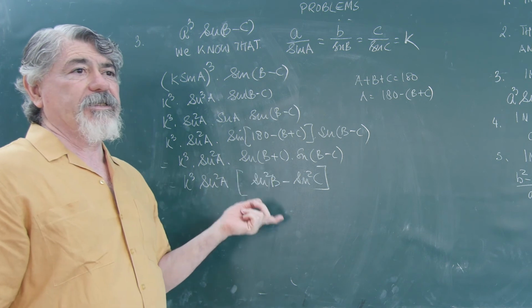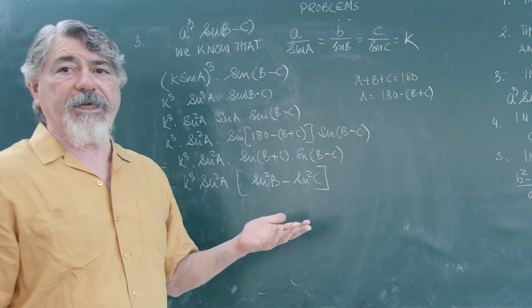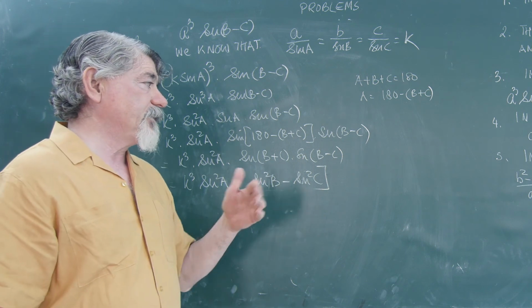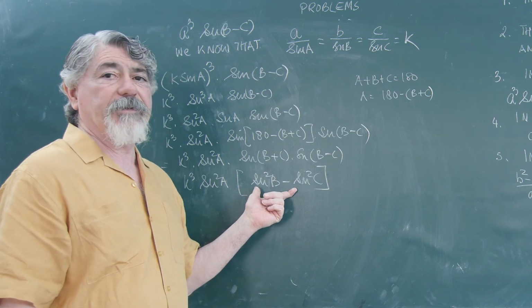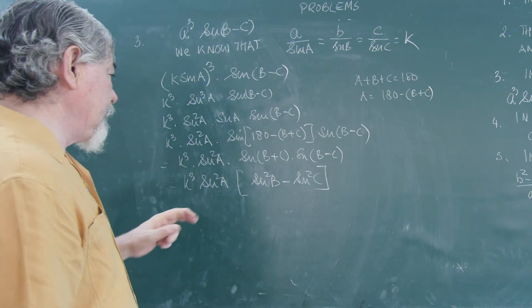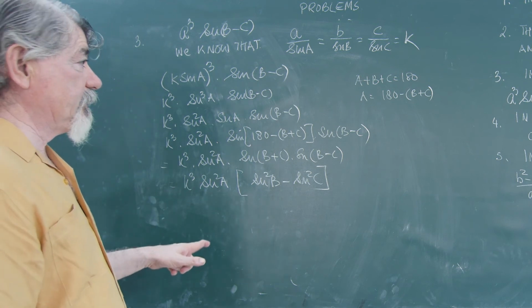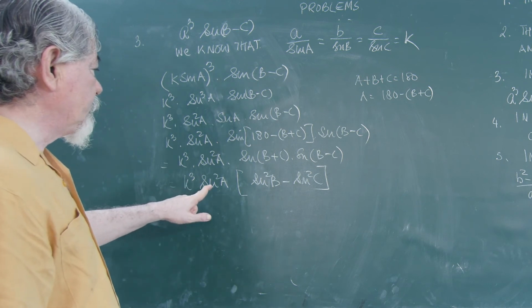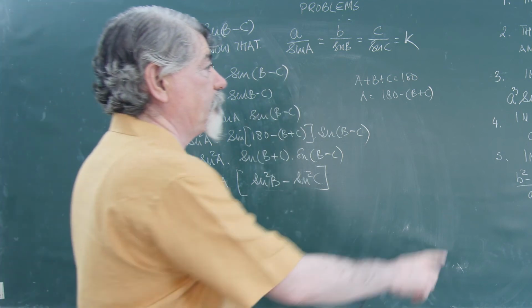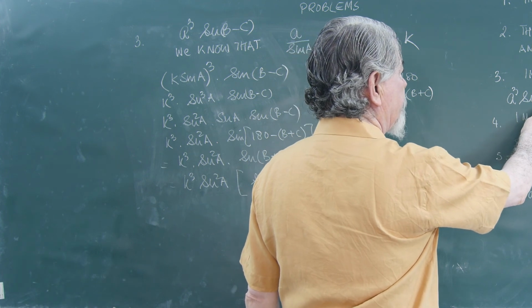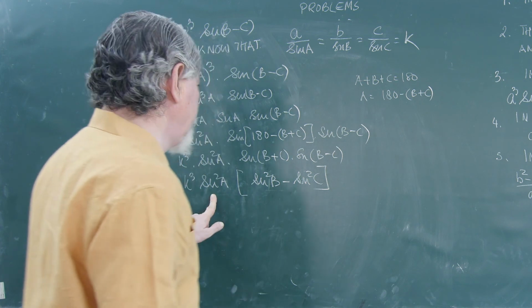Sine (B plus C) is sine B cos C plus cos B sine C. Then sine (B minus C) will be sine B cos C minus cos B sine C, and multiply. And you will be able to obtain sine square B minus sine square C. So we obtained this. Now on the basis of this, k cube sine square A, sine square B minus sine square C. Like B minus C was there, so sine square B minus sine square C, and along with that sine square A is coming.